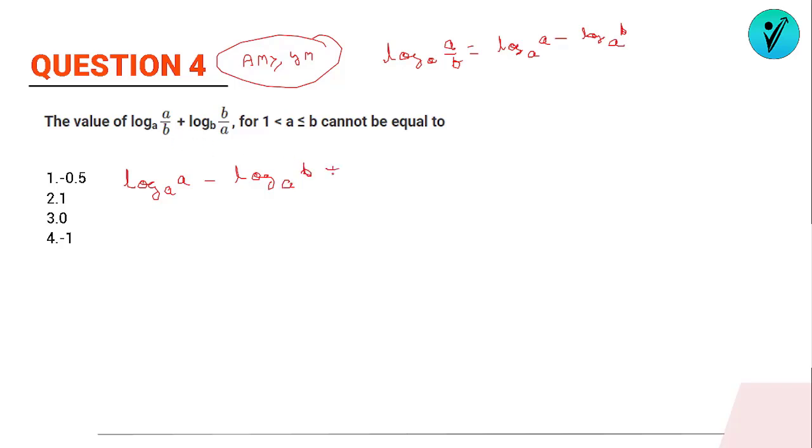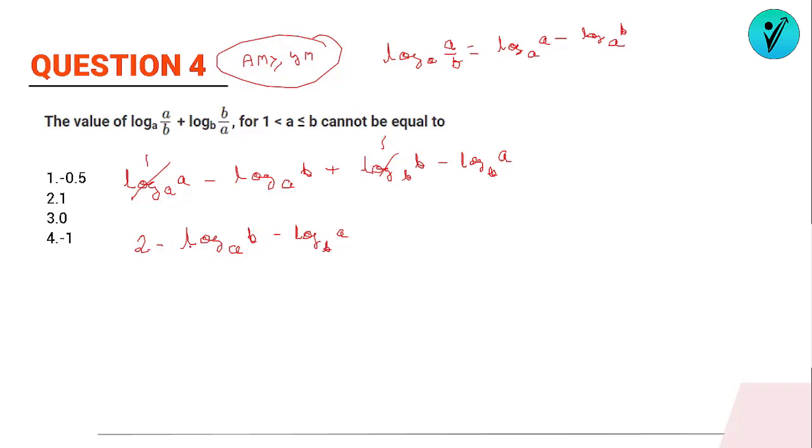Similarly, if you write this, we have a plus, so it will be log B with base B minus log A with base B. Now here base and number both are same. Here base and number both are same. So this will be 1 and this will be 1. So ultimately we will be having 2 minus log B with base A, minus log A with base B.